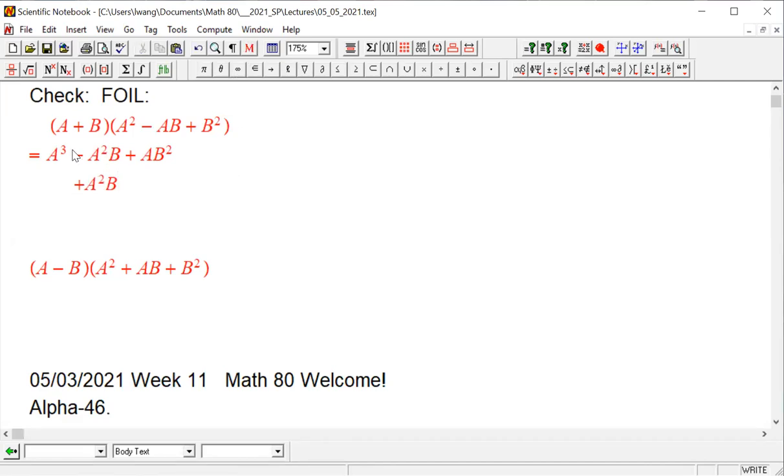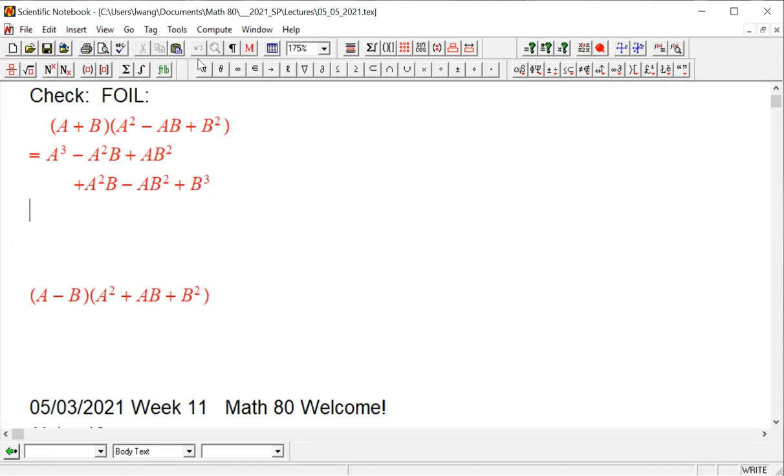Okay, I line them up. You see, I line them up. A squared b, right? Positive b times a squared is plus a squared b. And positive b times minus ab, negative ab squared. And b times b squared, positive. So we get a plus b to the power 3.